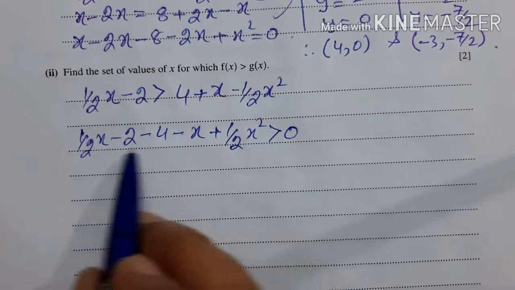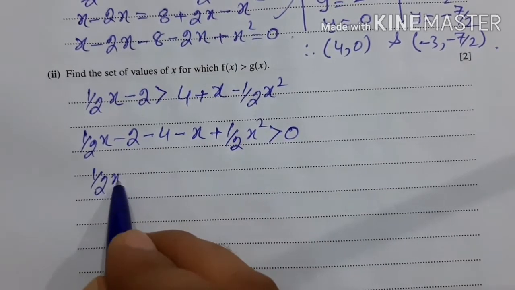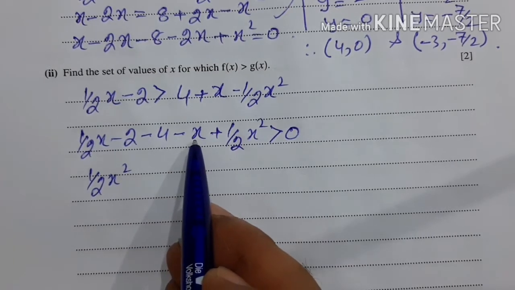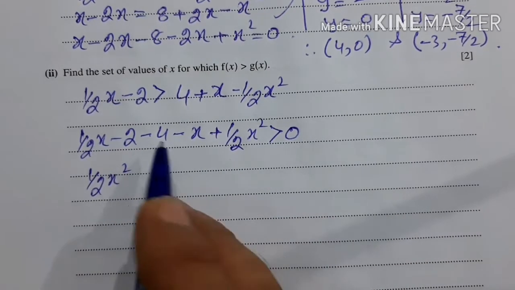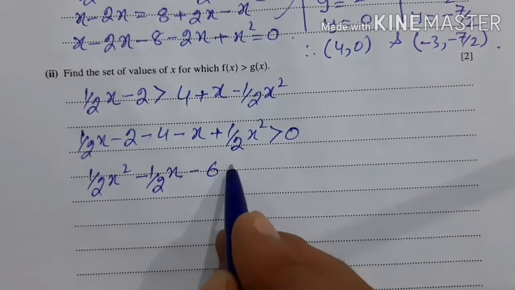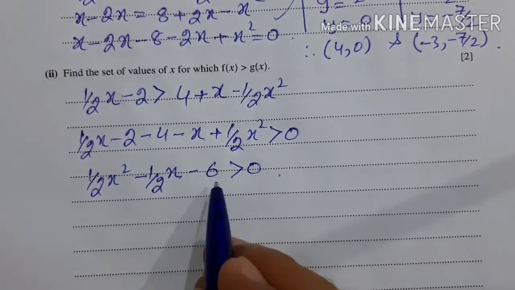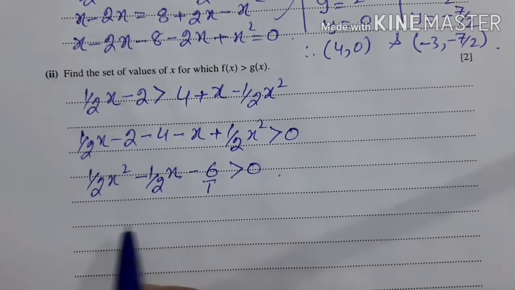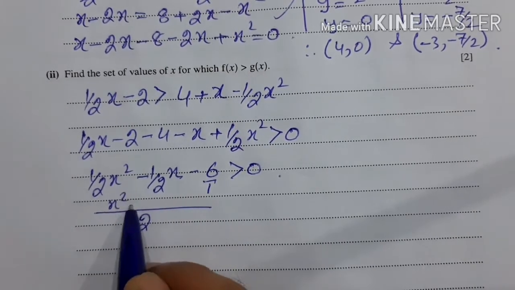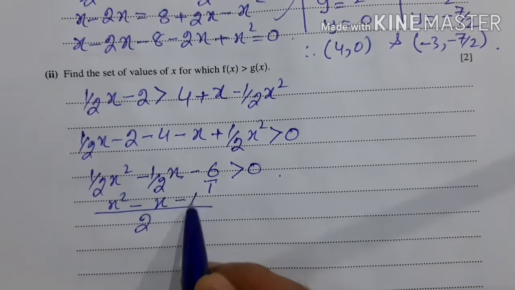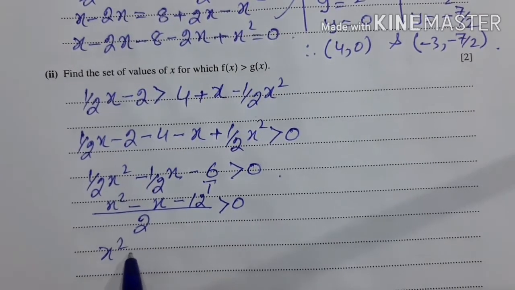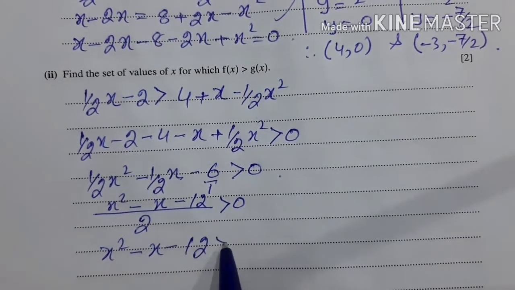So by solving it will become 1 by 2 x square, 1 by 2 x minus x will be minus 1 by 2 x, minus 6 is greater than 0. So take LCM, it will be 1 over 2, that will be x square minus x minus 12 is greater than 0. So this will become x square minus x minus 12 greater than 0.